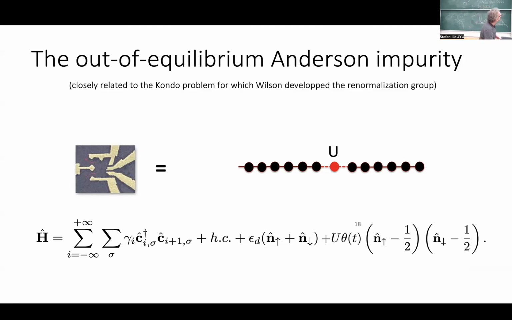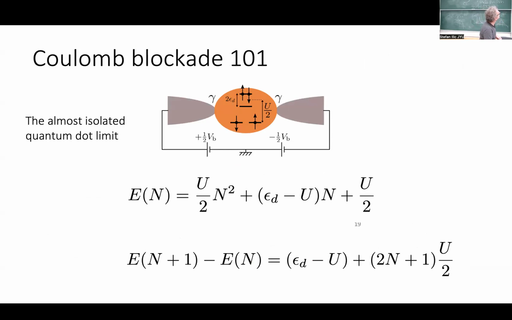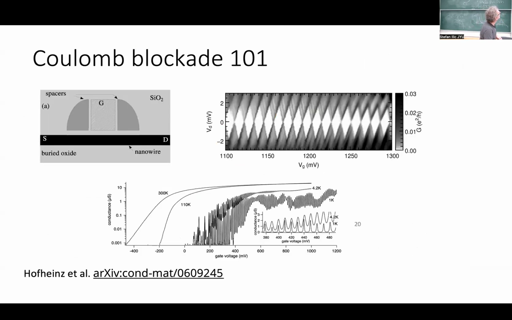And so there is a bunch of sites which are non-interacting, and the interaction is on a single site, which is here. I don't want to spend too much time on this. For those of you that have seen this curve, the Coulomb diamonds, there is a lot of physics in these simple systems.